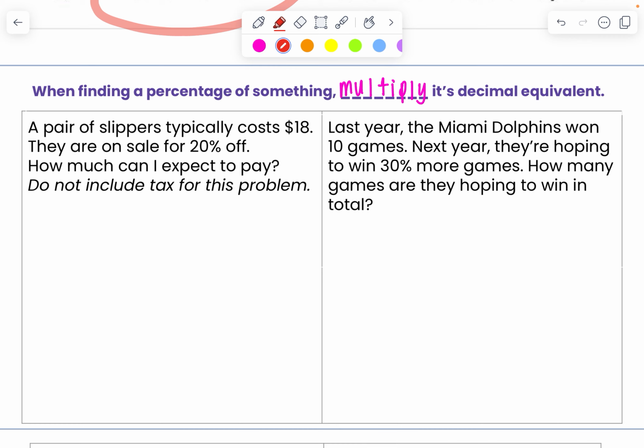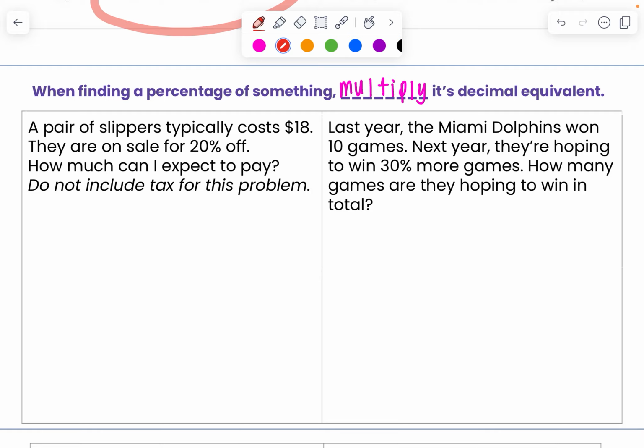So here's two more problems where we're going to find a percentage of something and multiply by its decimal equivalent. Something else I'd like you to keep in mind is: is this problem going to be a growth problem or is this problem going to be a decay problem? And what do I do with that amount that I find after I multiplied by its decimal, based on what the problem is doing? So let's look at our first problem over here. A pair of slippers typically costs $18. They're on sale for 20% off. How much can I expect to pay? Let's not include tax for this problem.